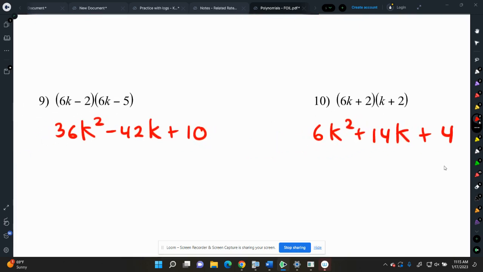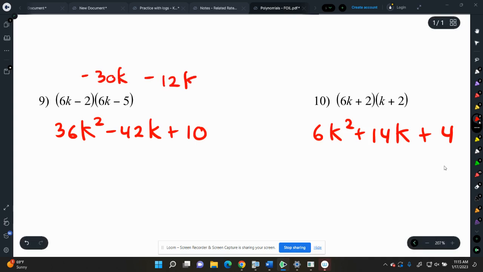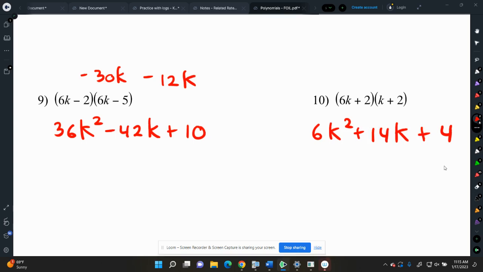Wait, for 9, how did you get negative 42? Let me see, when I get negative 30k and then negative 12k. Why is it? What's the change? Okay, never mind. Did I make a mistake? No, I'm just double checking myself. Oh, because you have to change the sign. Right. Yes. All right, we good? Yes.